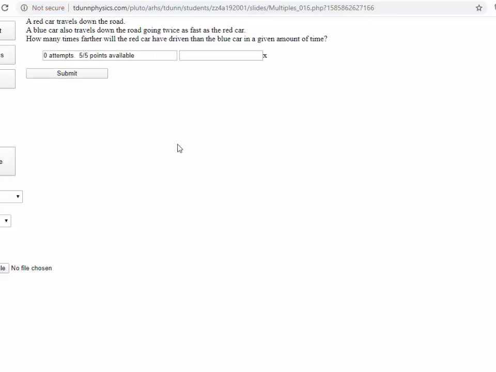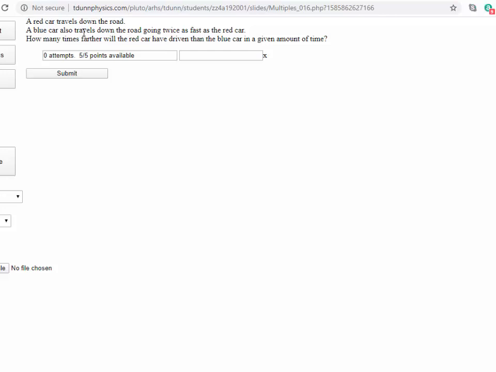Question 16. A red car travels down the road. A blue car also travels down the road, going twice as fast as the red car. How many times farther will the red car have driven than the blue car in a given amount of time? This is just a trick question, which is the same question as the one before. How many times farther will the red car have driven?